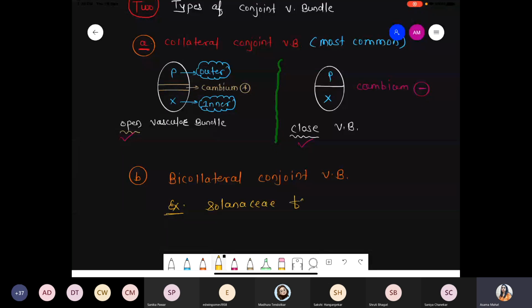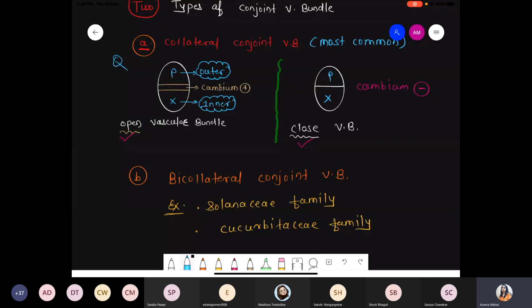It is a part of the Solanaceae family, as well as a part of the Cucurbitaceae family, that is cucumber. Very few examples. A question won't come from here, don't worry. Whatever question will be asked will come from the collateral conjoint vascular bundle, because it is very common. Maximum plant stems as well as leaves consist of this kind of arrangement.